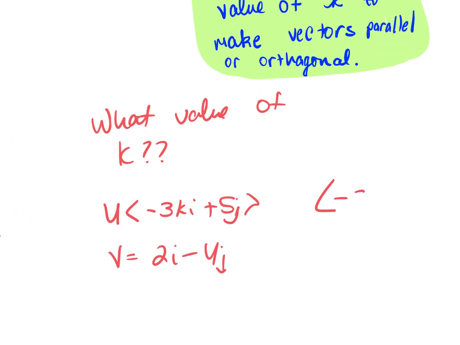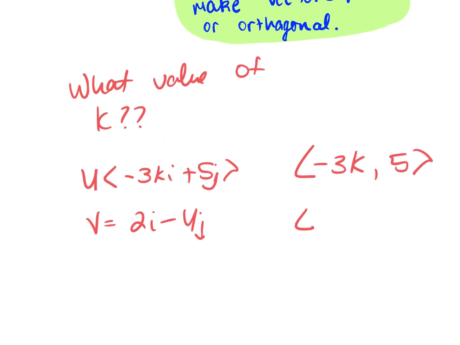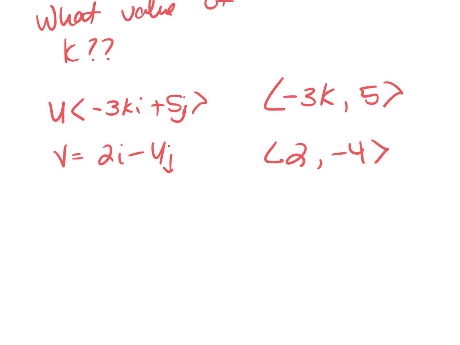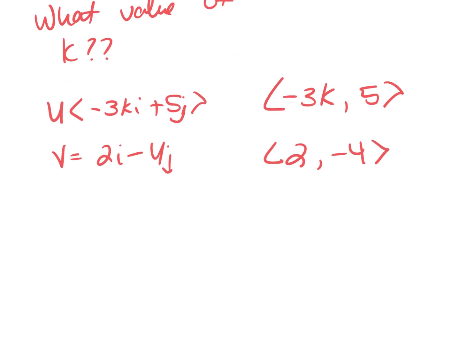All right, so first thing I would do is I would write it in vector form. So I would say negative 3k and then positive 5, right? And then here I would have 2, negative 4. Agreed? Now, in order for two vectors to be orthogonal, their dot product has to be what? Equals 0. So set up the equation. Negative 3k times 2, right? Plus 5 times negative 4 should equal what number?